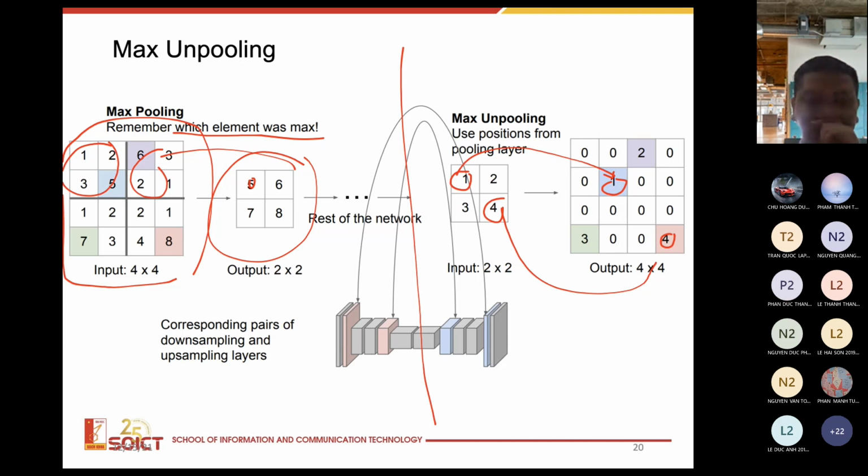In order to use max unpooling, there is a condition: you need to have the corresponding pair of downsampling and upsampling layers. When you do the max pooling, you need to remember the location at which the element was maxed, and then for the corresponding max unpooling layer, you use that saved location to know where to replace the value when you do max unpooling, right?